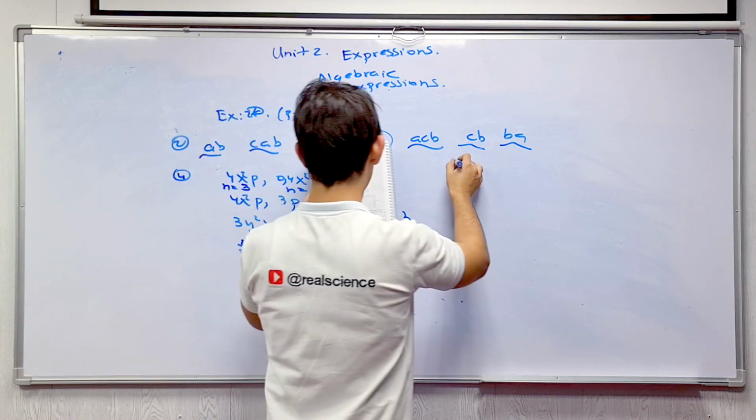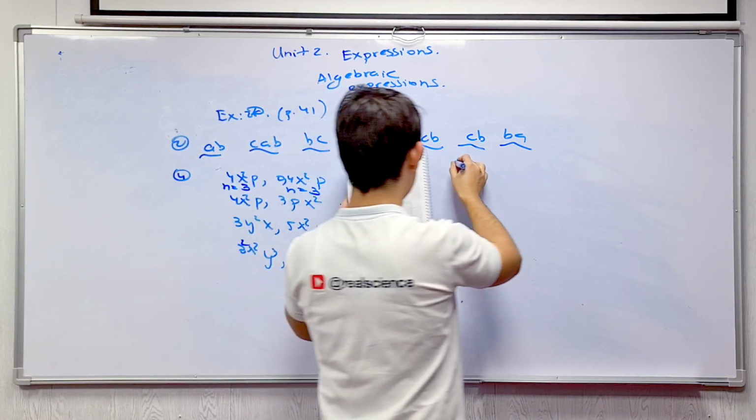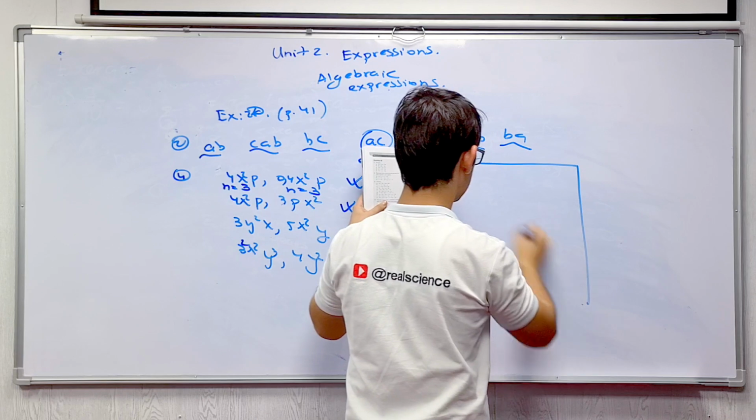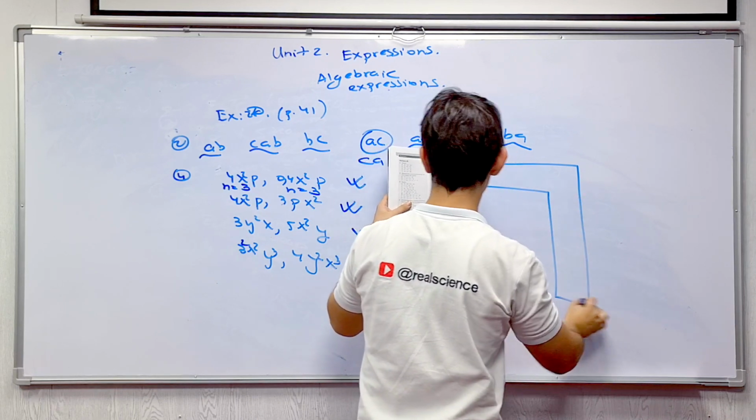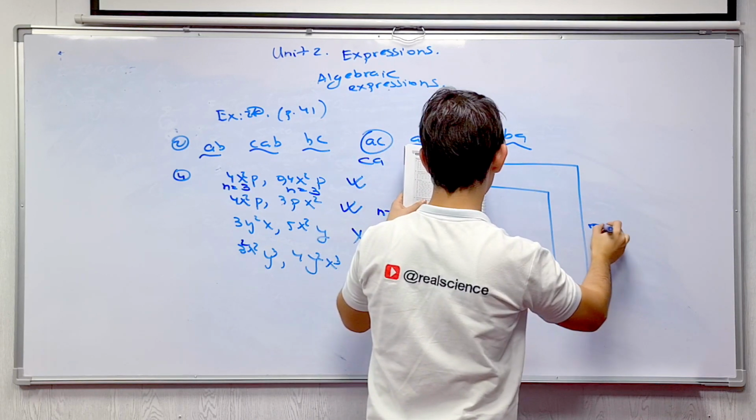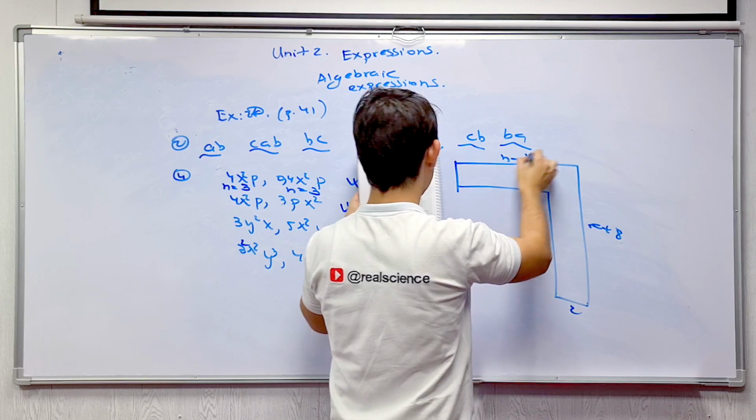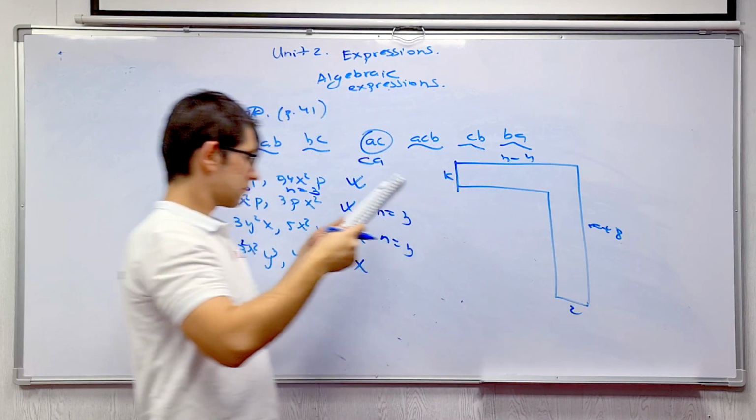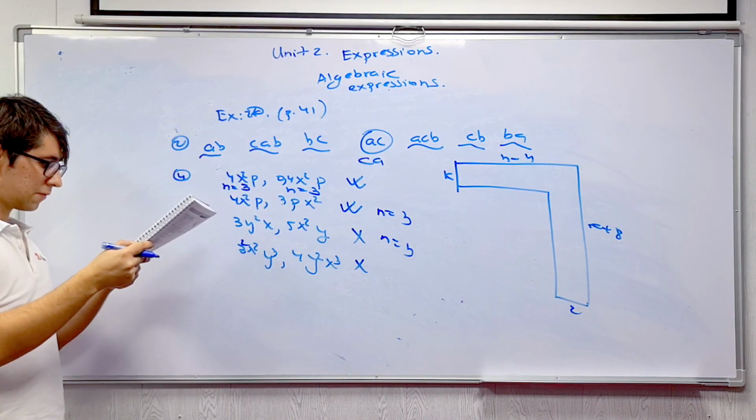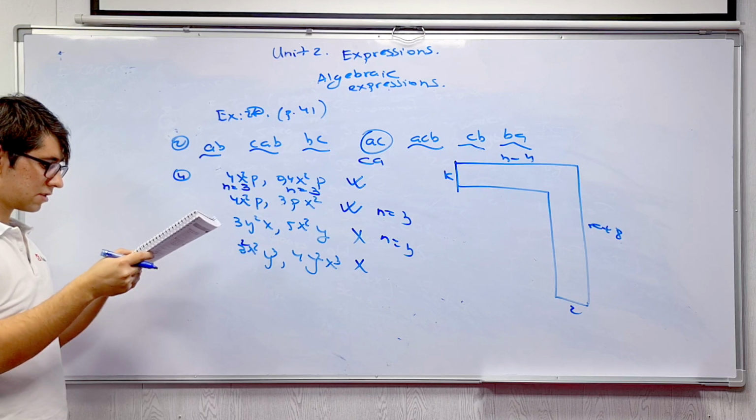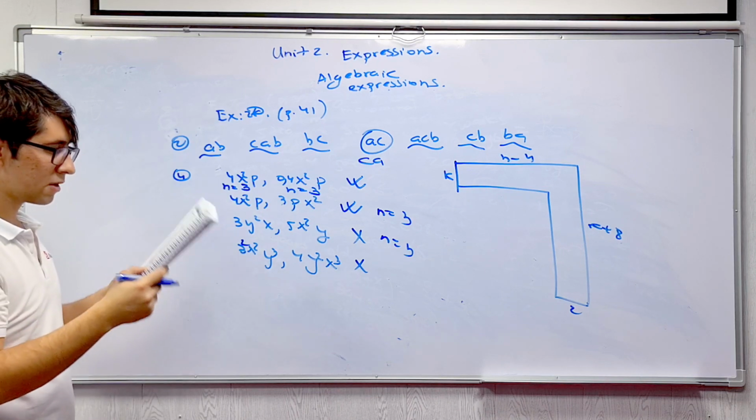So we have this kind of shape here. 2k plus 8, h minus 4, k. Write an expression for the perimeter of these shapes, the distance around the edge. Simplify your expression where possible.